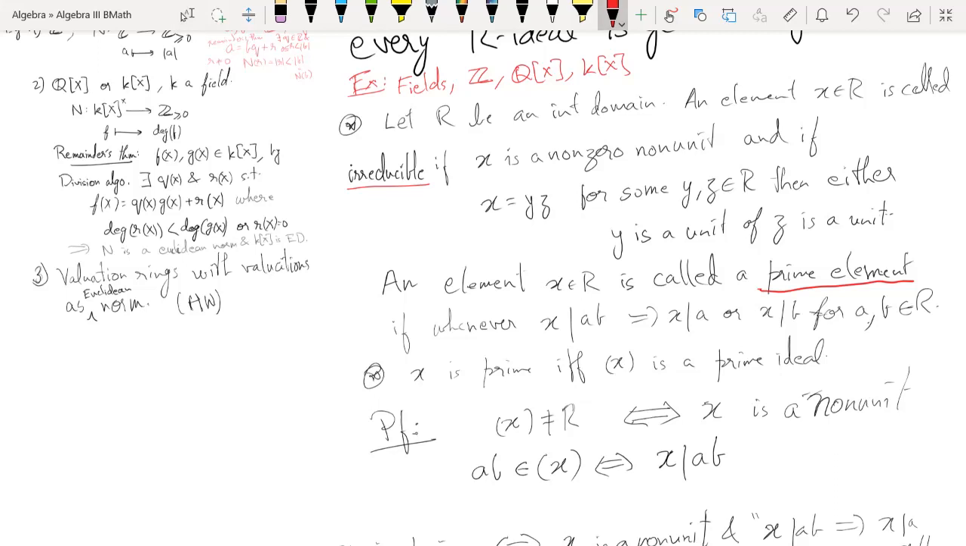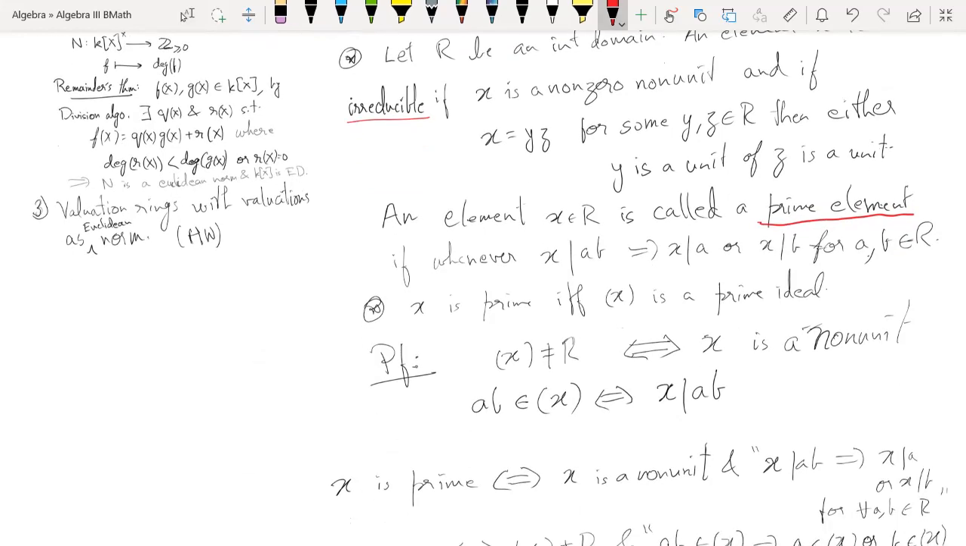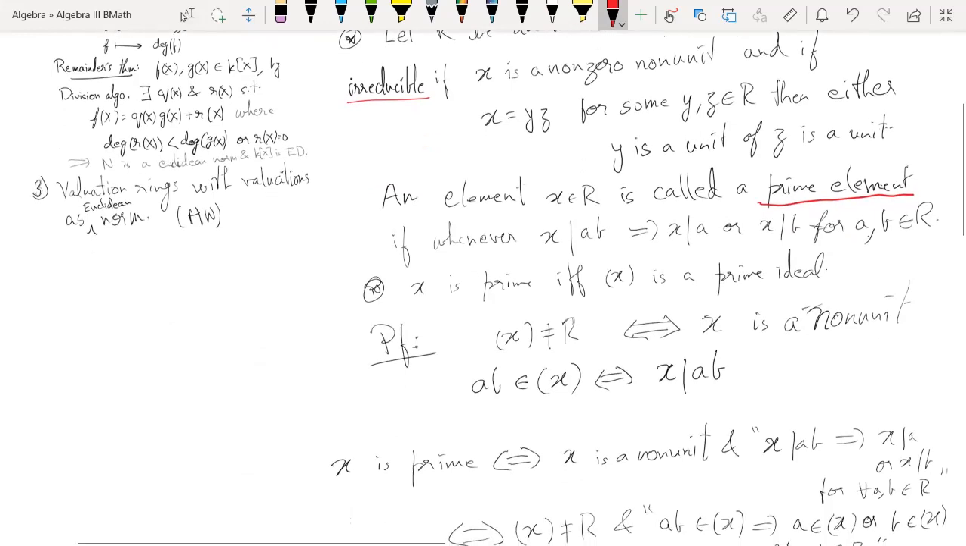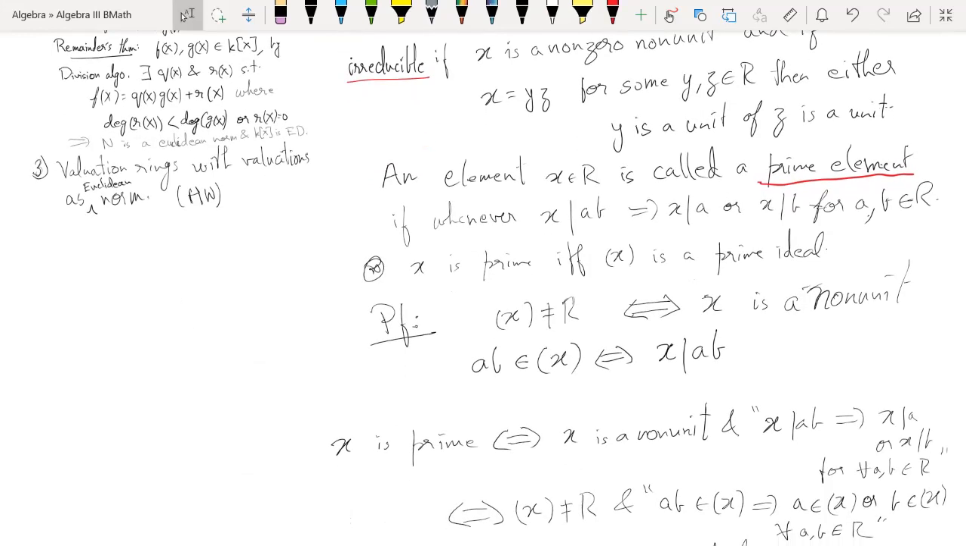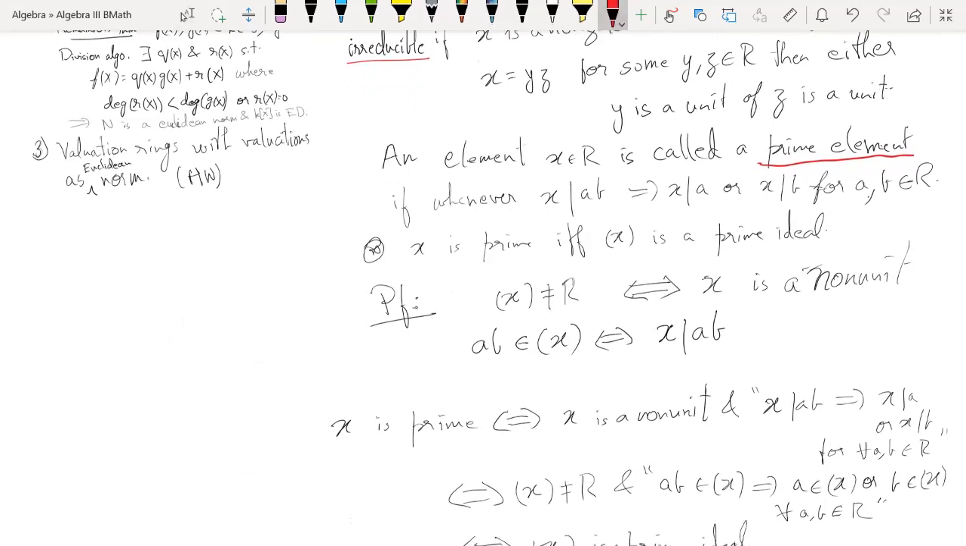So these are the first two observations. And then you just make this equivalence. So by definition, X is prime if and only if X is a non-unit, and X divides AB implies X divides A or X divides B for all A, B in R. So that is the definition of prime element. And what is this equivalent to? X is a non-unit is equivalent to the ideal generated by X not being equal to R. And X divides AB is the same as saying AB belongs to the ideal generated by X. And X divides A is the same as saying A belongs to it.